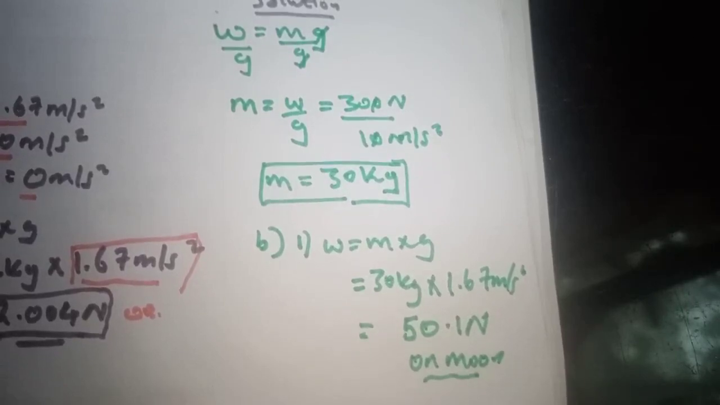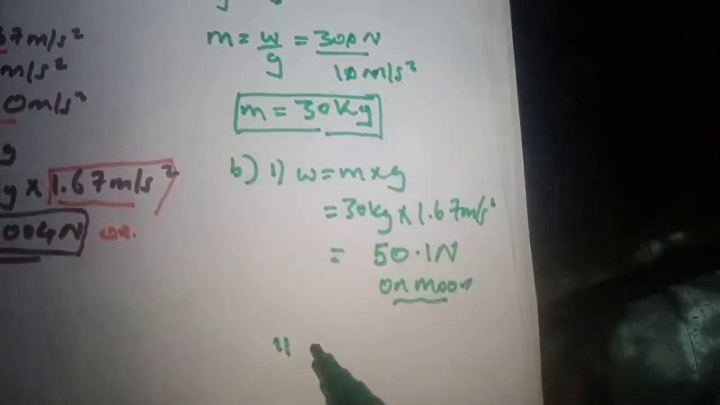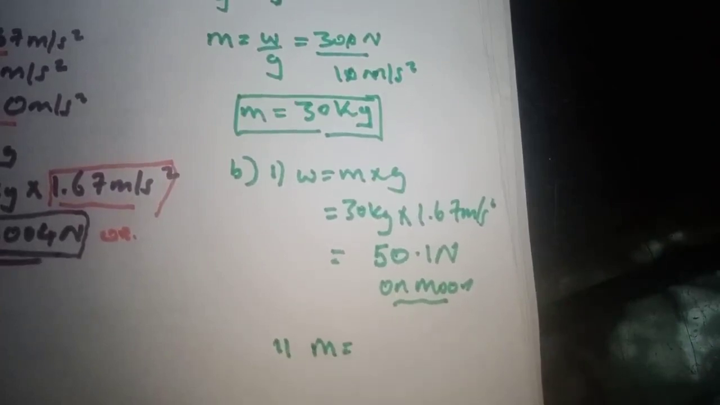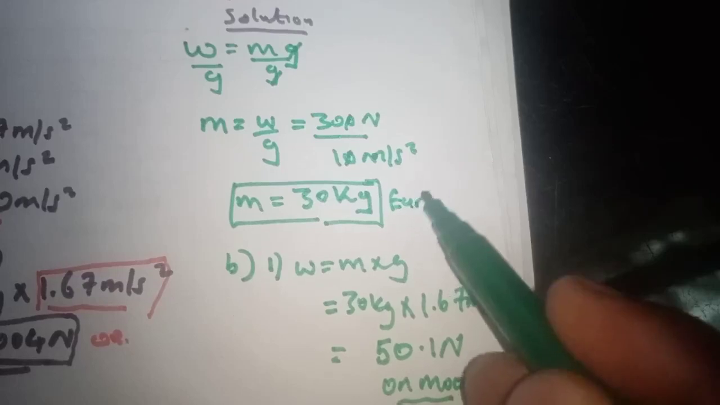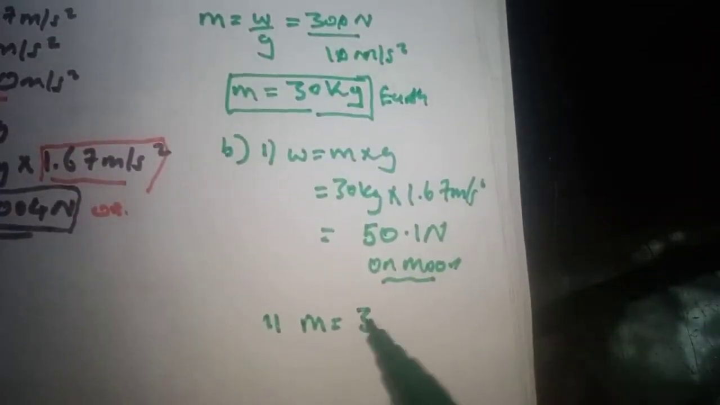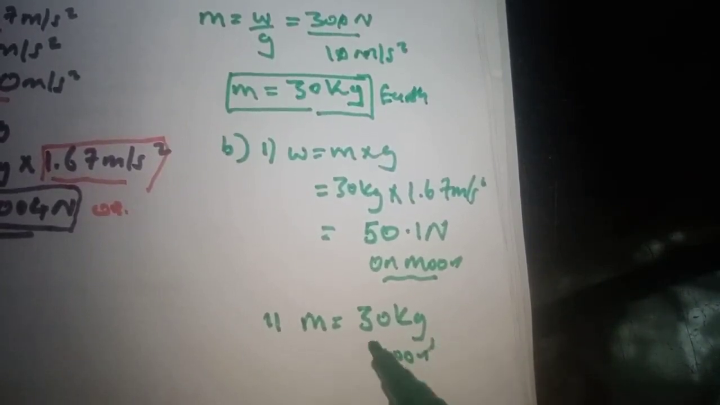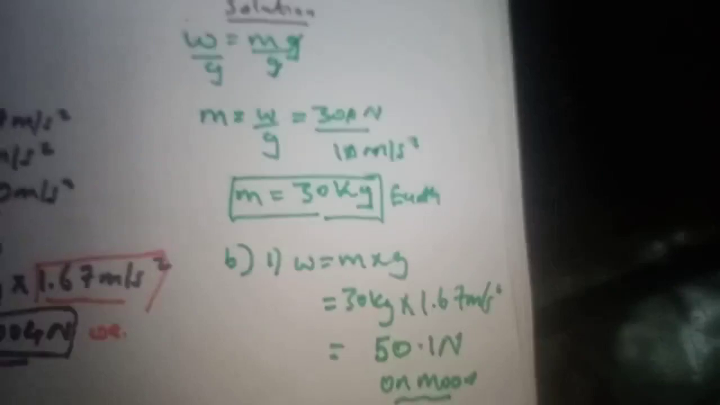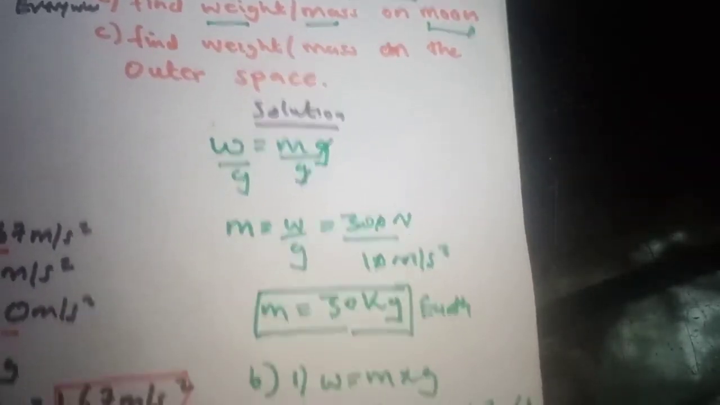Then the other question in B says, we have two questions: find the weight and mass on the moon. So what will be the mass on the moon? Remember, mass doesn't change. The mass that we found here on Earth will be the same mass even on the moon. Mass does not change.